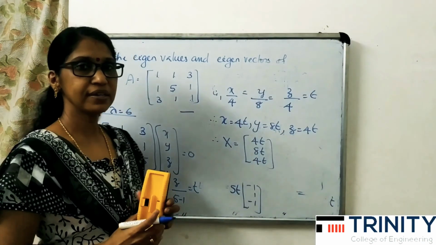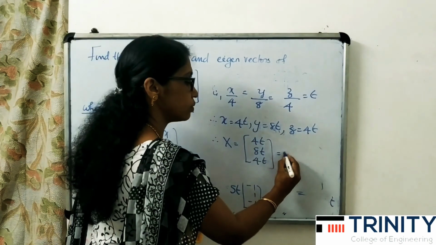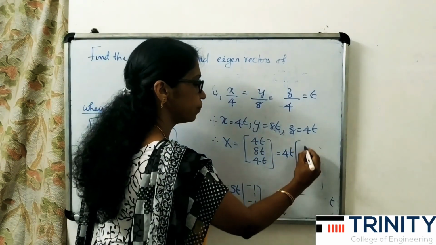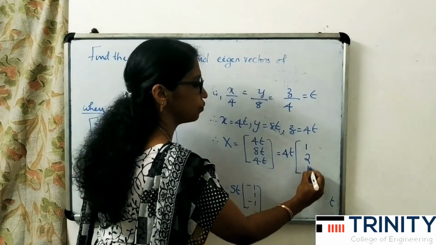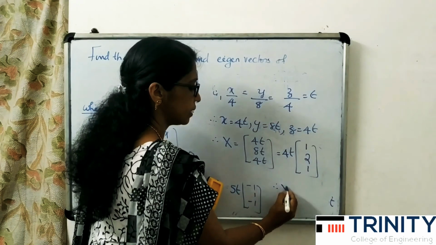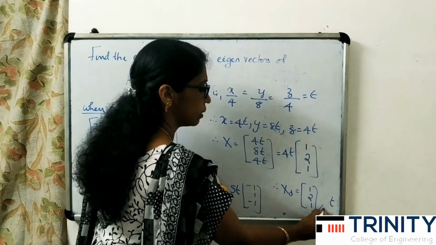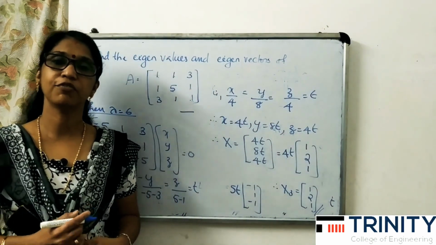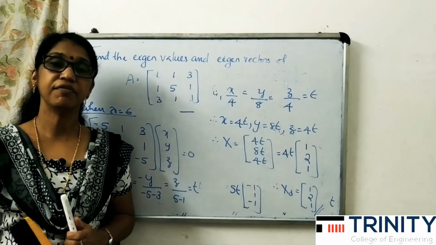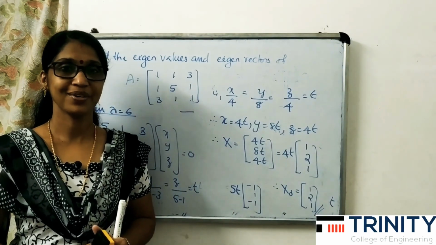What is the common factor here? Here 4t is the common factor. So, taking outside 4t into 1, 2, 1. Therefore, x3 is equal to 1, 2, and 1. So, this is the method for finding the eigenvalues and eigenvectors of a 3 by 3 matrix. Okay, thank you.